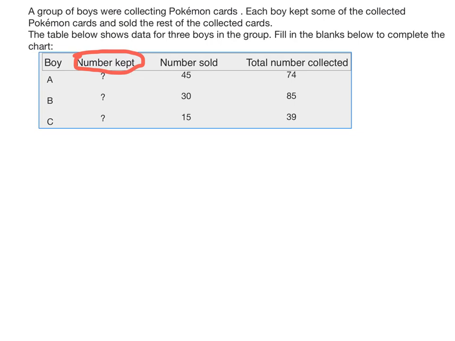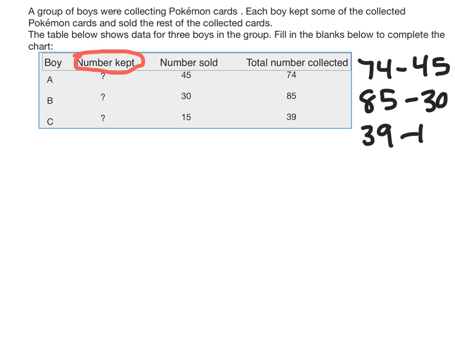So our first one, boy A, let's rewrite it as 74 minus 45. Let's rewrite boy B, which is going to be 85 minus 30. And then let's rewrite boy C, which is going to be 39 minus 15.